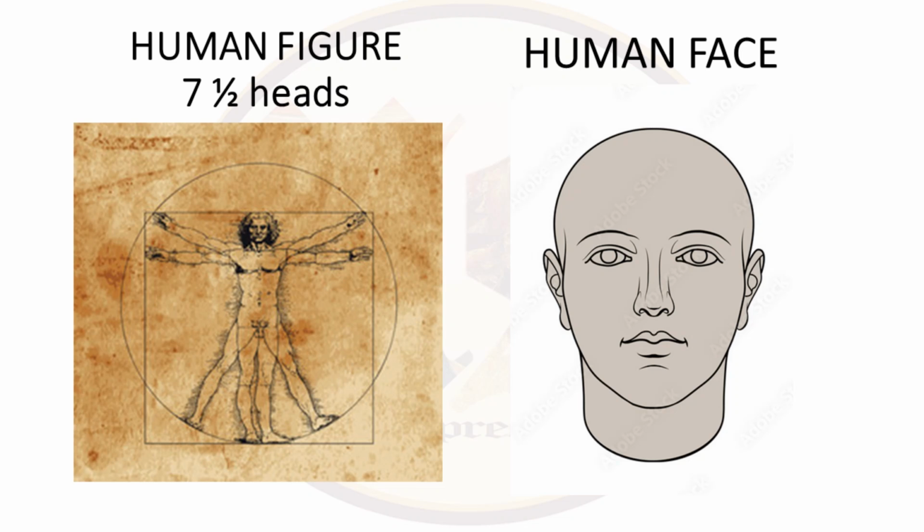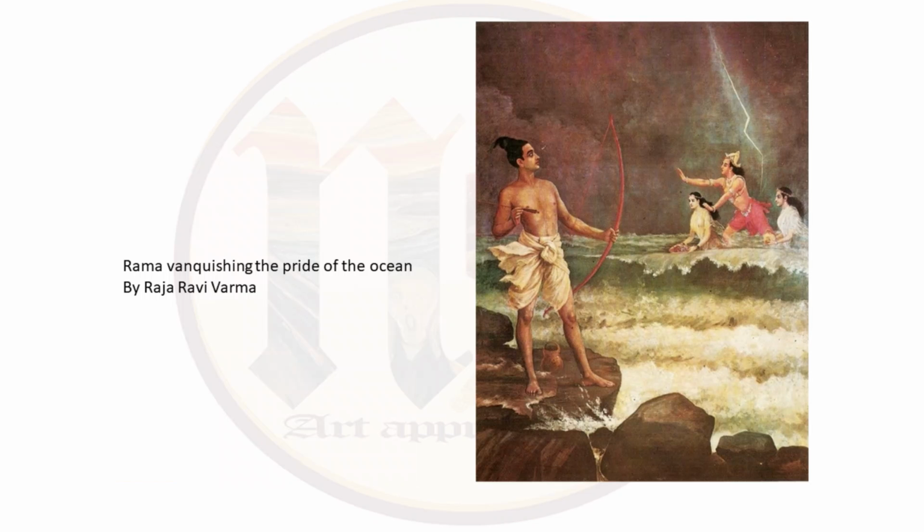The following two slides are to show the proportion of the human figure and the human face. Human figure we generally take as 7.5 heads, and the face also we need to divide properly, otherwise the features do not come proportionate. For example, the painting Ram Vanquishing the Pride of the Ocean by Raja Ravi Verma from your syllabus. Look at the figure of Lord Ram. Every body part is in correct dimension in relation to the whole figure. Even if we look at the perspective of the whole composition, the foreground, the background, the size variation of figures, everything is in correct proportion. So this is a perfect realistic composition that the artist has made.